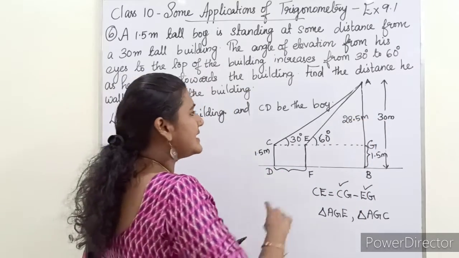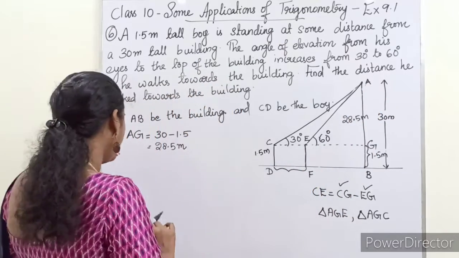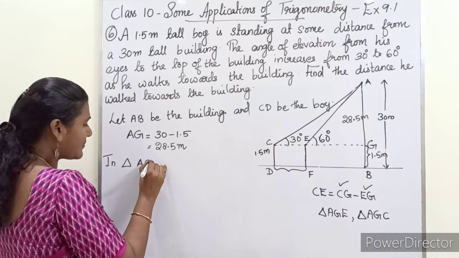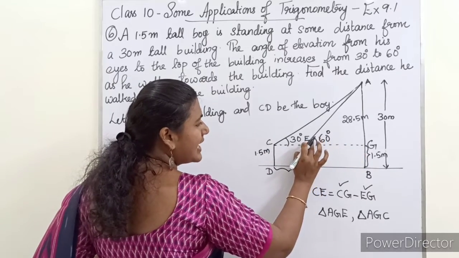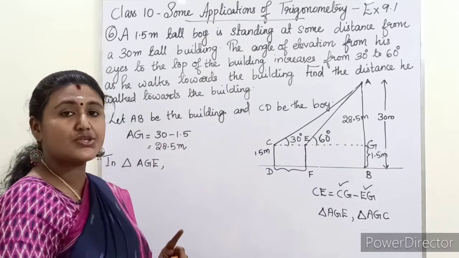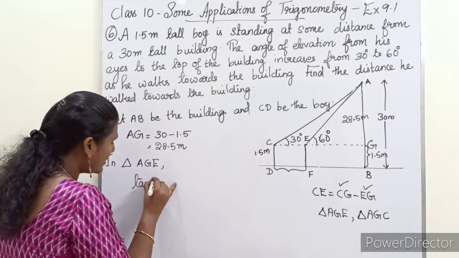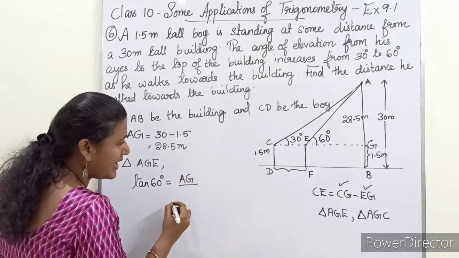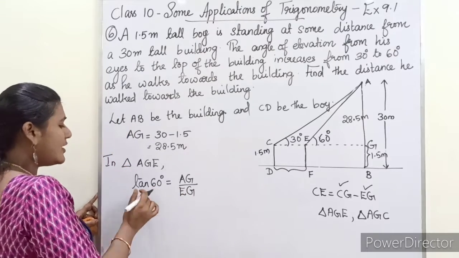Now we are going to consider the first triangle, triangle AGE. This right angled triangle we are going to consider. In triangle AGE, we have to find this GE length. With respect to this angle, this is the opposite side and this is the adjacent side. So which trigonometric ratio will you take? Tan ratio. So tan 60 degree is equal to AG by EG, opposite side by adjacent side.